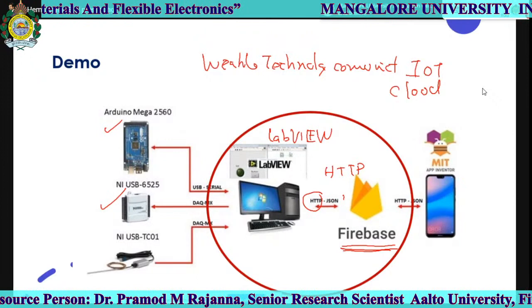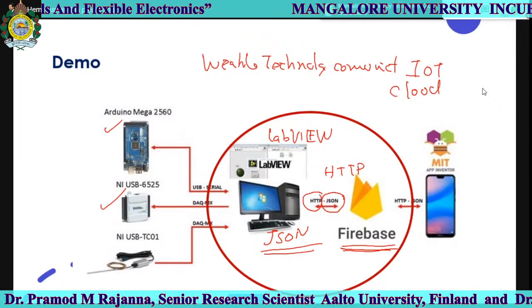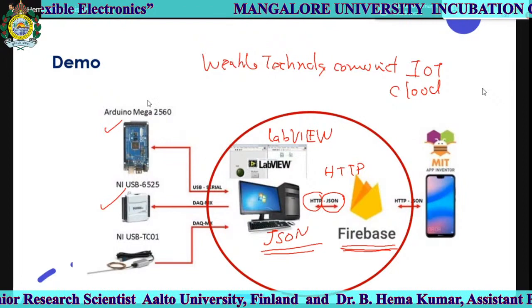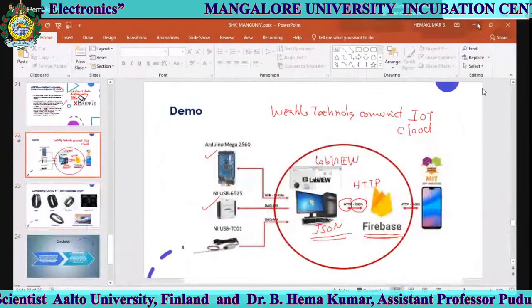And see the format of data. The format of the data is JSON. JSON is a format. It's a string type of data. Okay. That's the data format that we are going to use to transmit data. We'll see it now. Okay. I'm just going to show you.